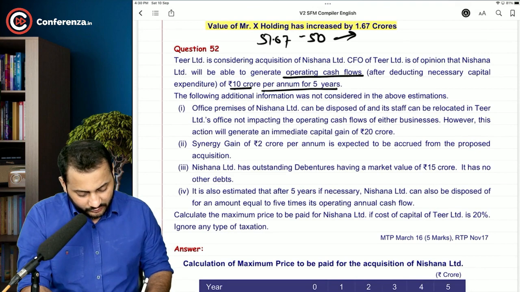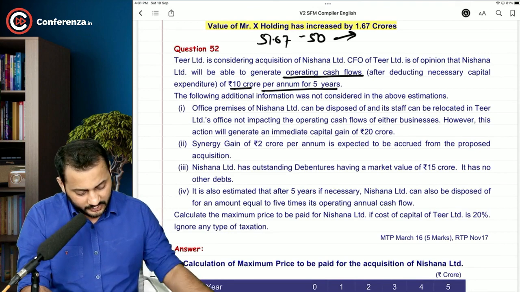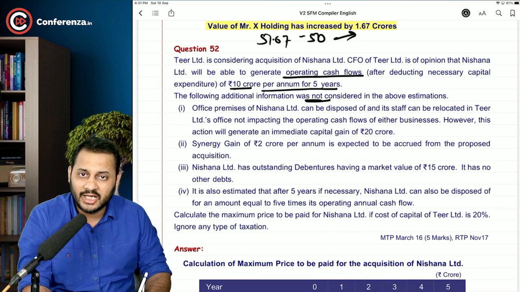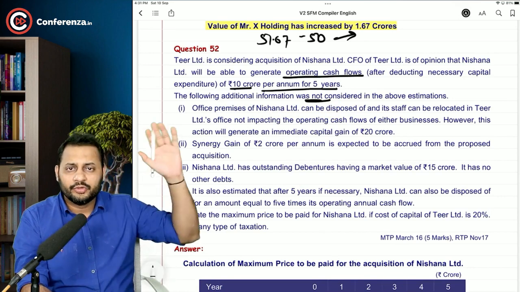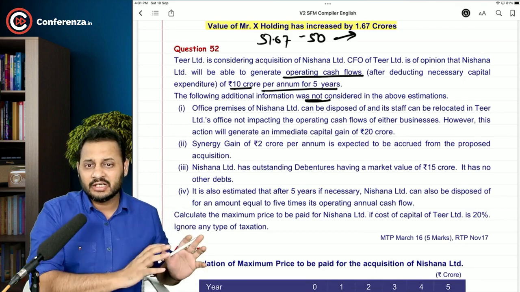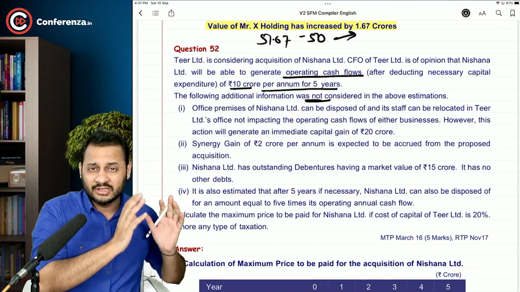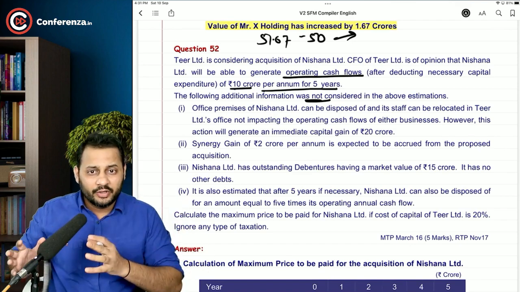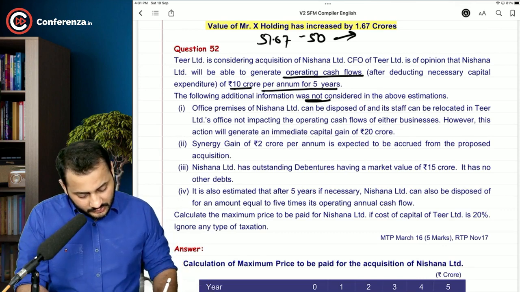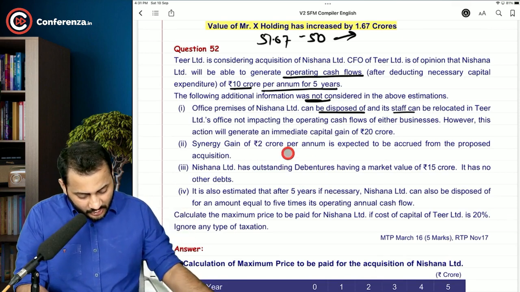The following additional information was not considered in the above estimations. Office premises of Nishana Limited can be disposed. This was not considered, so that means we have to consider that. Both the companies, Tir Limited and Nishana Limited, hold their own offices, and now Nishana Limited's office is not required. All the staff of Nishana Limited can be relocated to Tir Limited's office because we have a lot of space. So we can dispose that off and its staff can be placed in Tir Limited's office, not impacting the operating cash flows of either business.